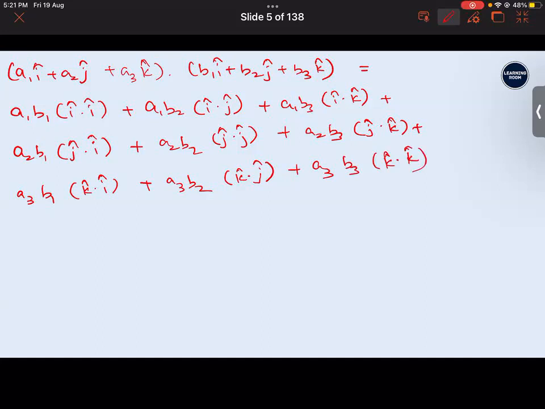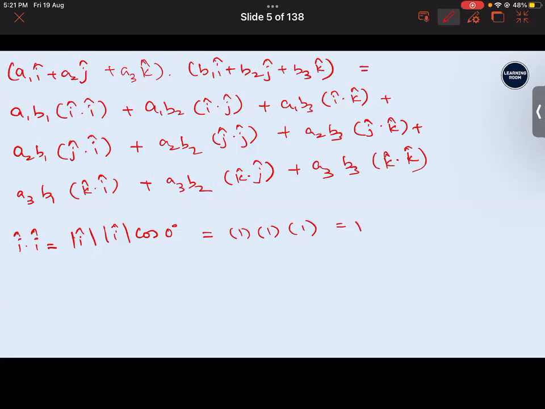Okay. Now, if you observe, what is I cap dot I cap according to the definition of dot product? So I cap is A vector, another I cap is B vector. So A vector dot B vector will give you what? Magnitude of I cap into magnitude of I cap into cos of the angle between I cap and I cap. The angle between a vector and itself is 0 degree. So magnitude of I cap is how much? 1. Magnitude of another I cap is also 1, because they are unit vectors. And what about cos 0? So 1 into 1 into 1 is going to give you 1.